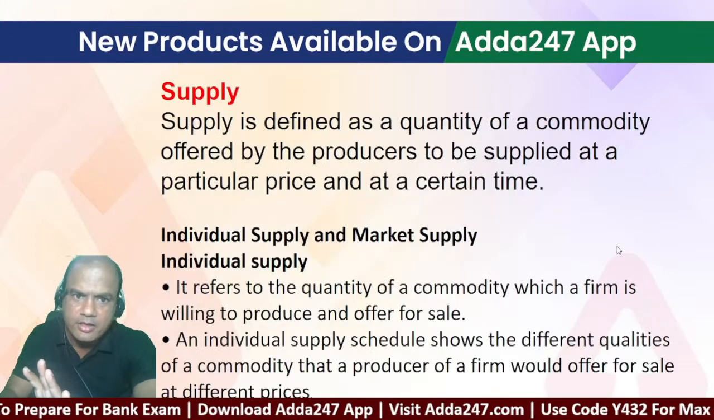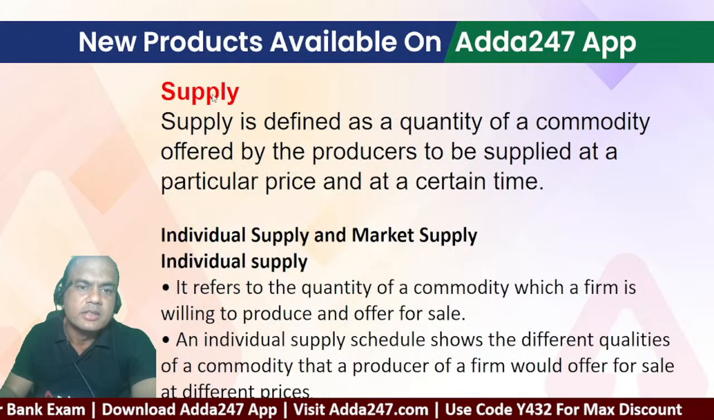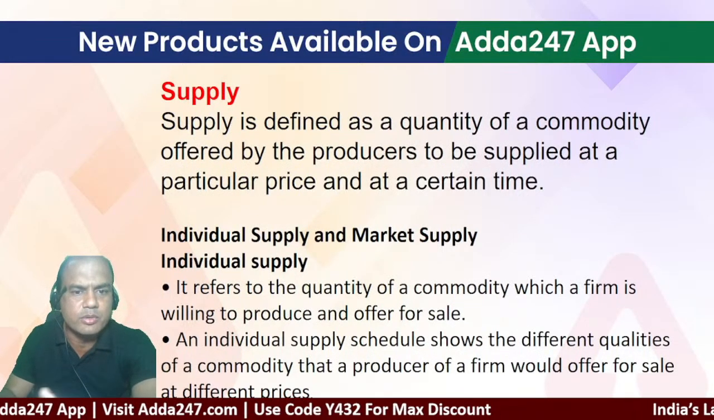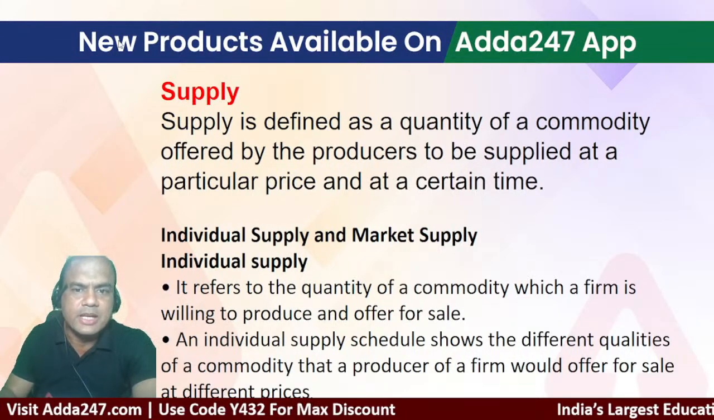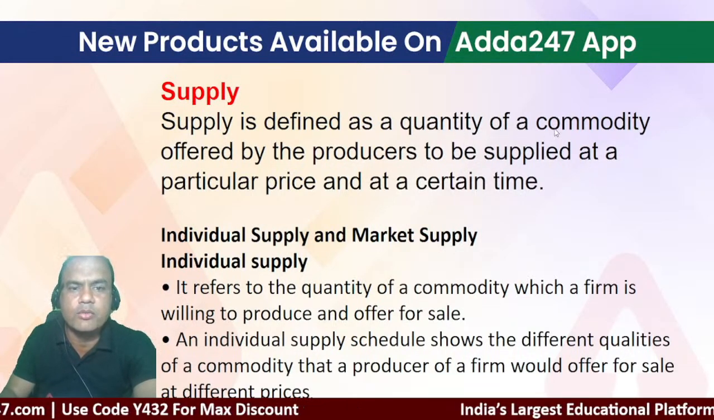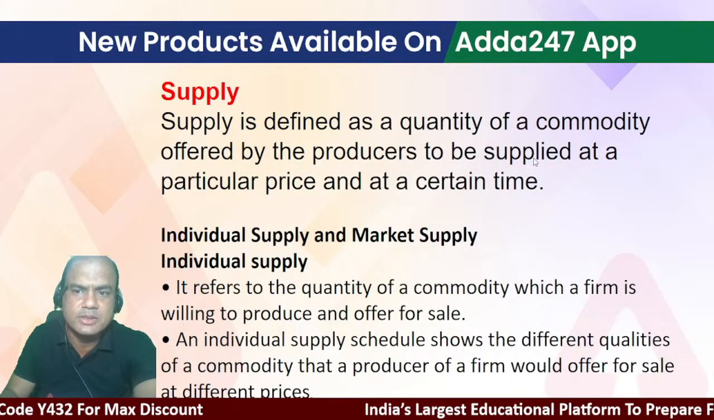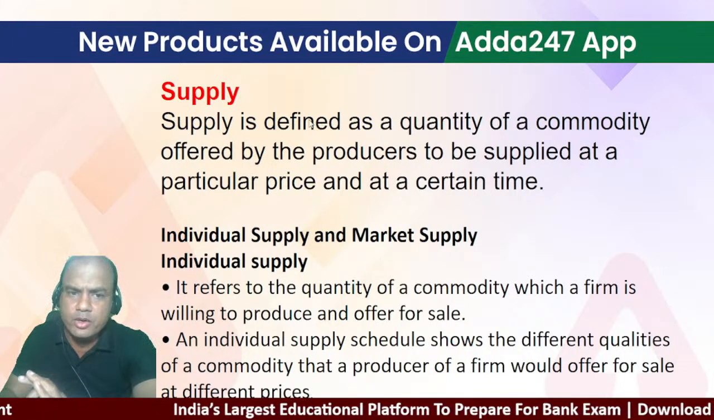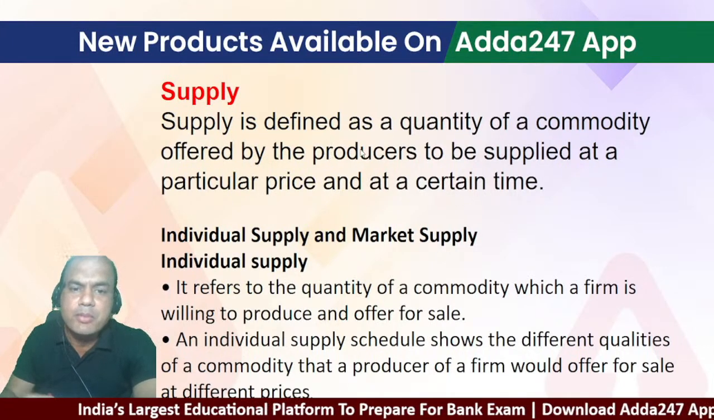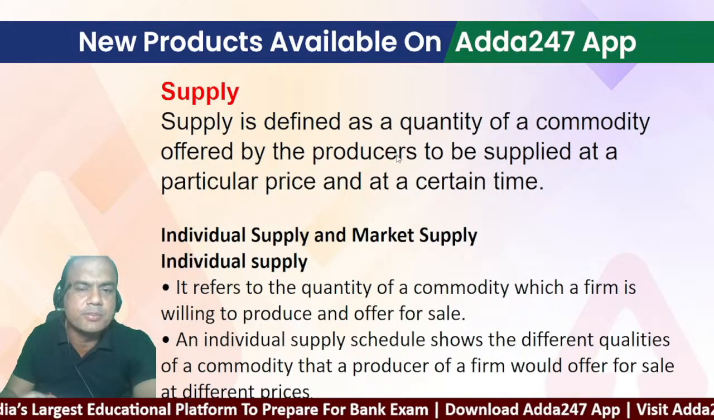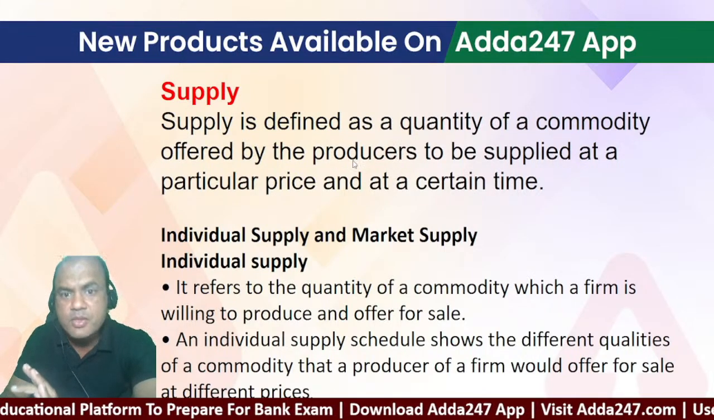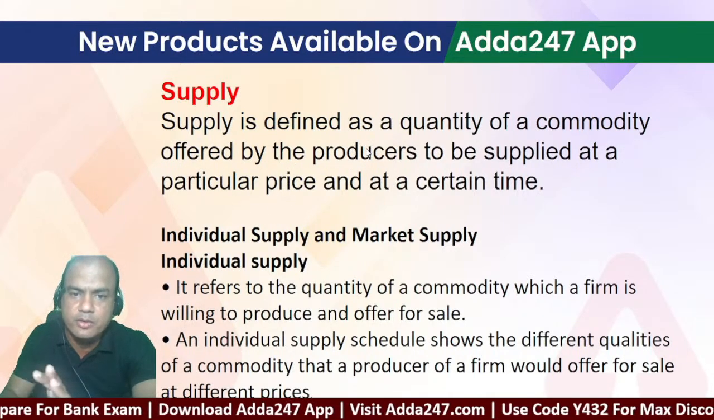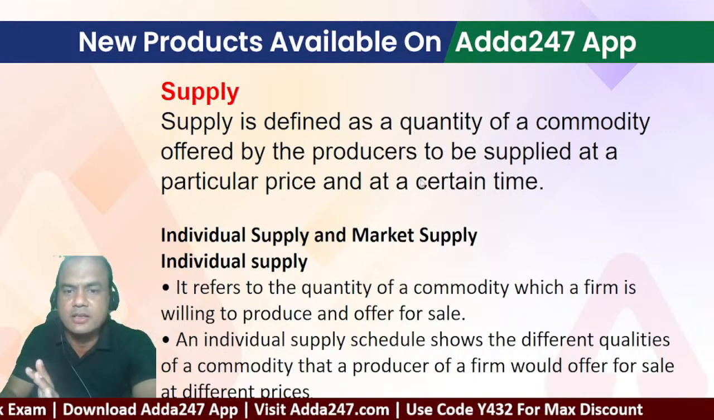Okay, now let's move on to the supply part. Yesterday I had taken demand schedule and the demand curve. Today I'll be taking supply. Supply is defined as the quantity of a commodity offered by the producers to be supplied at a particular price and at a certain time. So what do you mean by this? See here, offered by producers. Who gives the supply? Always the producers give the supply. Now to be supplied at a particular price. So price is decided by the producers and at a certain time.